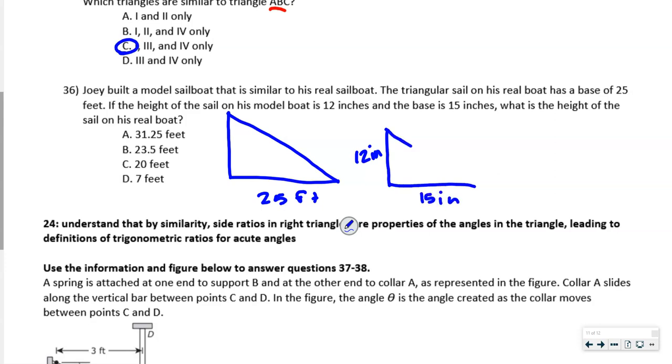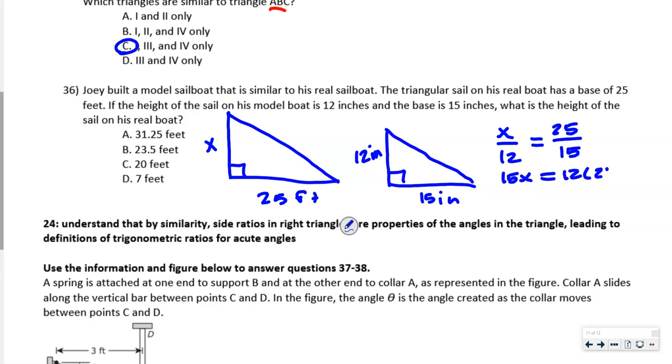So what we want to do, I think, is find, it says, what is the height of the sail on the real boat? So we're looking for this. So we're gonna set this up as a ratio, okay? So we're gonna say x over 12. I'm doing side to side, okay? Y'all see that? Equals 25 over 15, okay? So we're just gonna cross multiply here. So this can be 15x equals 12 times 25. So 15x is equal to 300. And 15 goes into 300 20 times, right? So x is equal to 20 here. So that's the answer, 20 feet, okay?